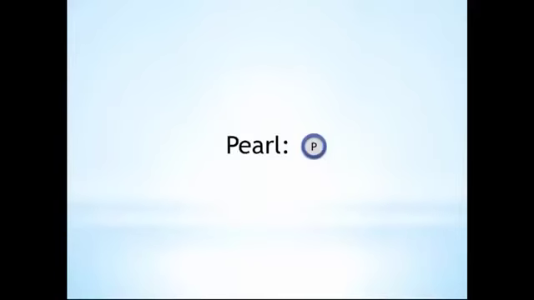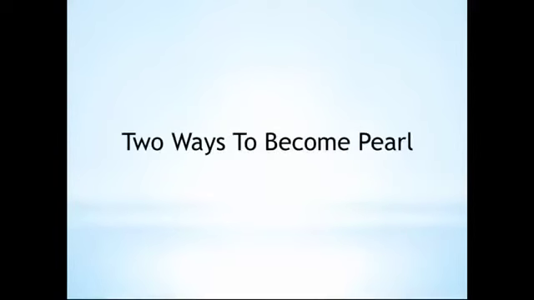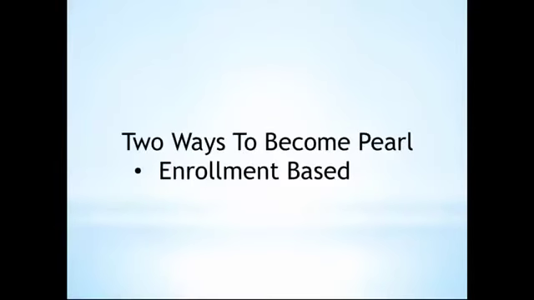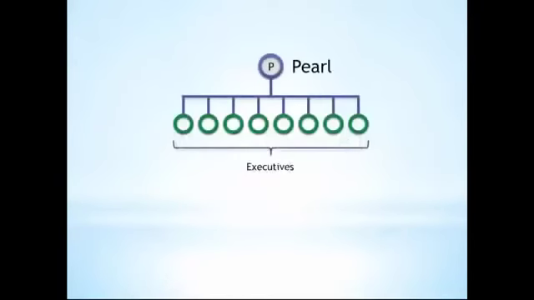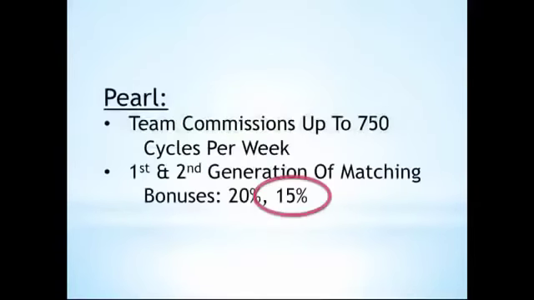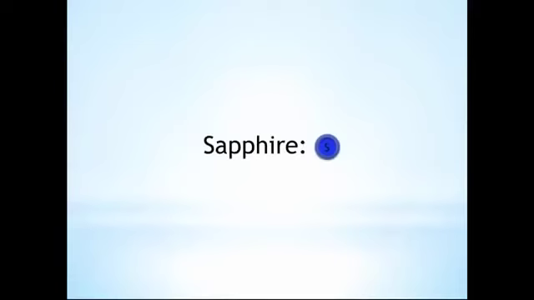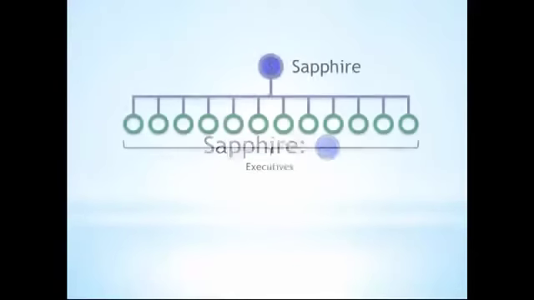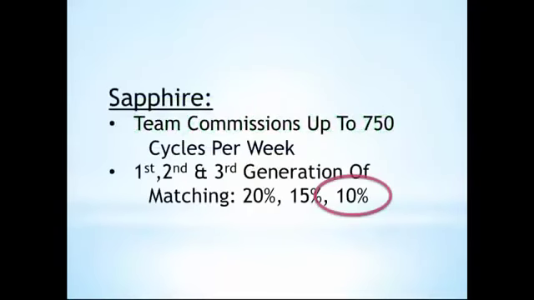Like Jade, there are 2 ways to become a Pearl, and also similar to Jade, those requirements are enrollment-based. The first way to become a Pearl is by personally enrolling 8 executives, and the second is by enrolling 12 distributors. Becoming Pearl qualifies you for a second generation of matching bonuses at 15%. The next rank is Sapphire. To become a Sapphire, you must have personally enrolled 12 executives. The reward for this is a third generation of matching bonuses at 10%.